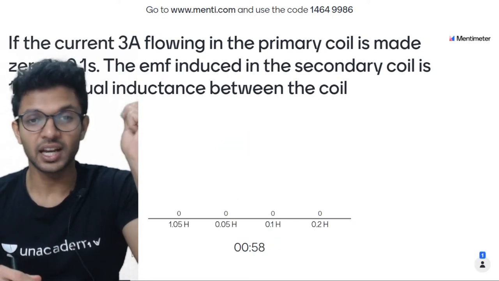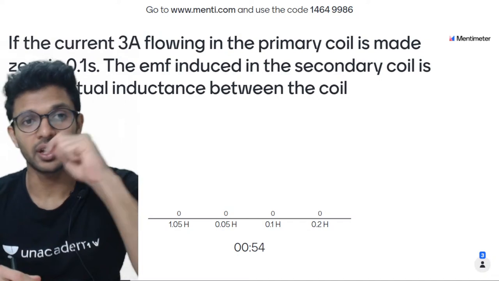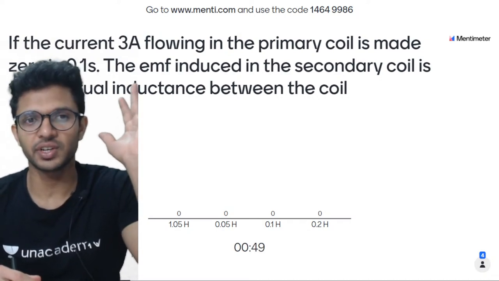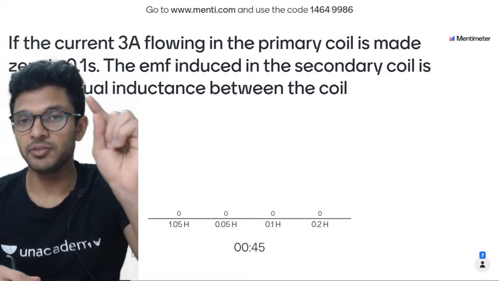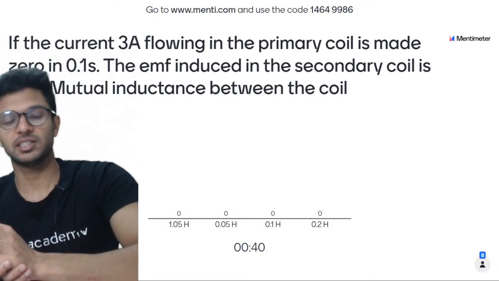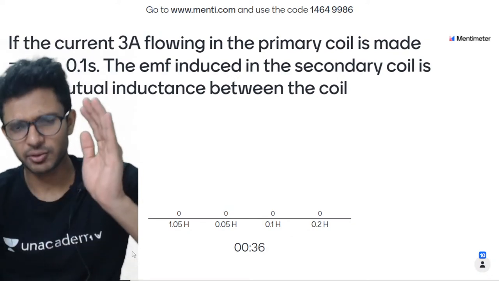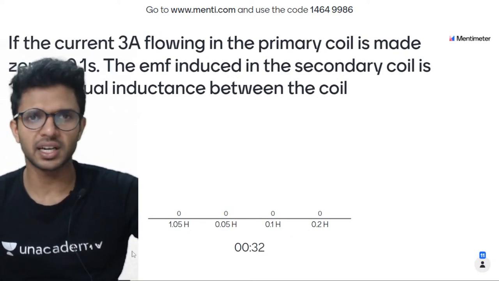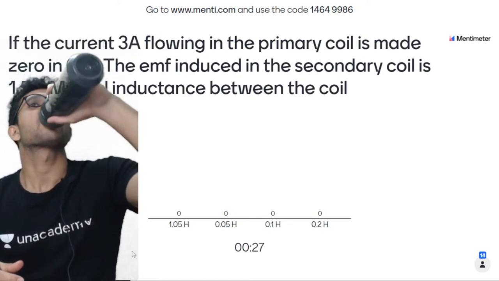Everybody start reading. I'll also read the question once. If the current of 3 ampere flowing in the primary coil is made to 0, obviously here change of current is there, in 0.1 second, the EMF induced in the secondary coil is 1.5. Find the mutual inductance between the coils. Okay. Now I think everybody can do it by using that formula. EMF induced mutual induction formula, you know it, right? Use that, give the answer.